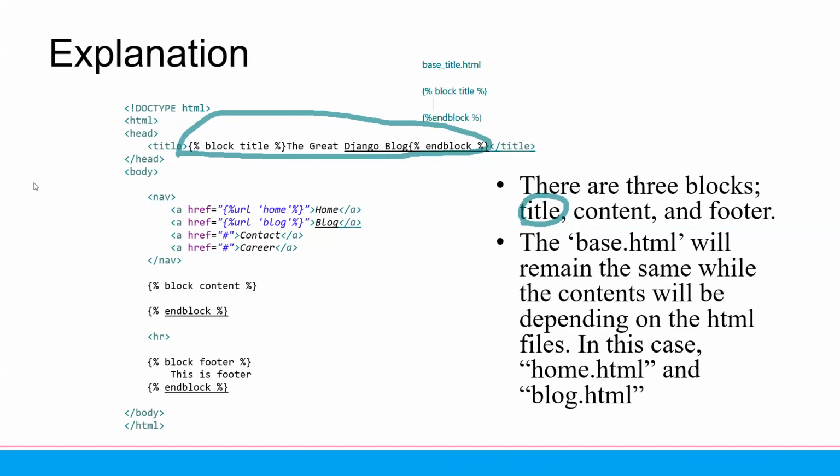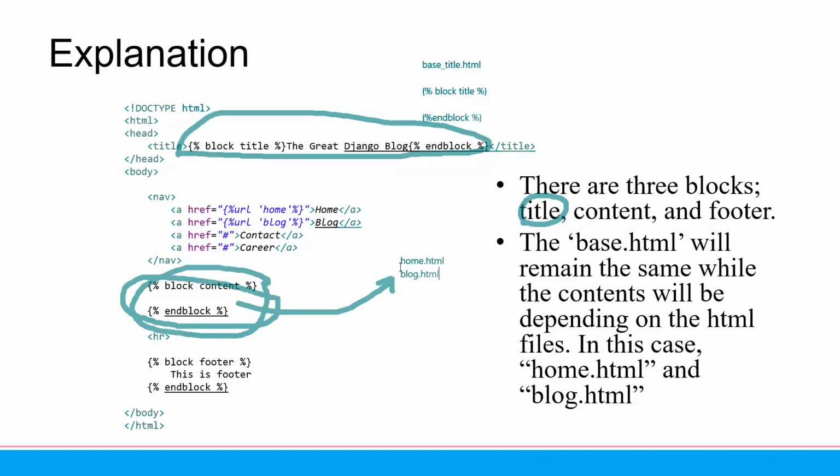Same as this one. In the block content, in the base.html, there is nothing, because I would like to put this content in another file. What is the other file? The other file is home.html. We have blog.html. You can list up later on other kinds of HTML. Maybe you have the carrier.html and so on.